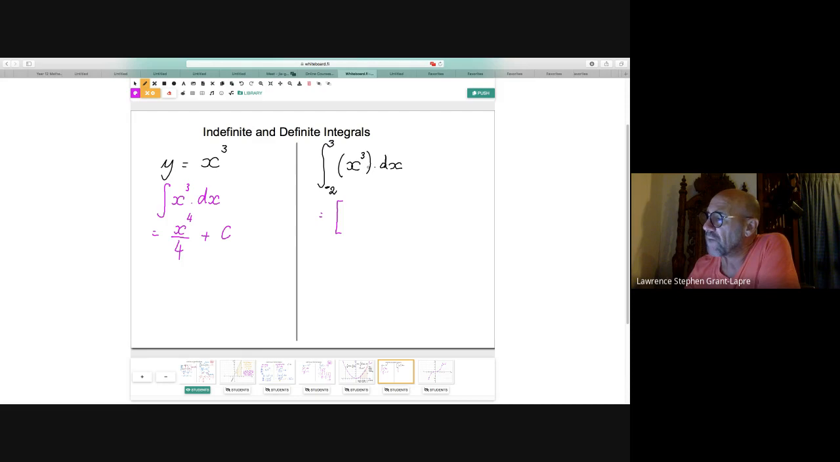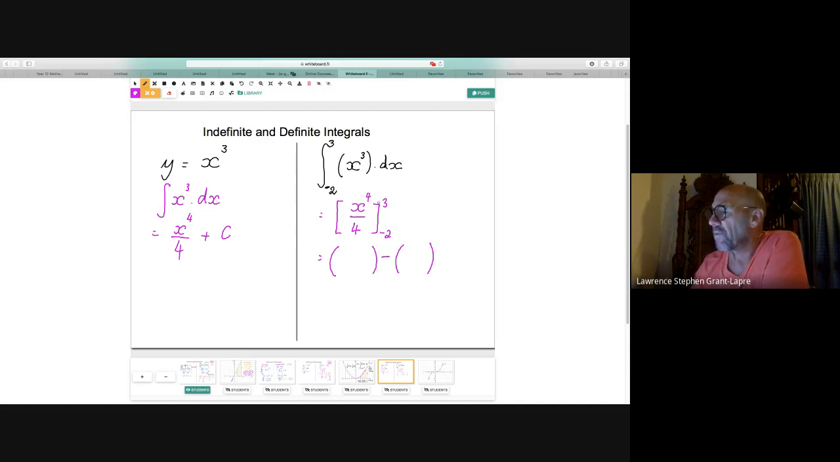We still raise the index by 1, so 3 goes up to a 4, and we divide it by the new index 4. We don't put plus c. And we're going to go between -2 and +3. Okay, that's finished. Now remember, what we have to do here is substitute 3 into that integral value, then substitute -2 into that integral value and subtract these two.